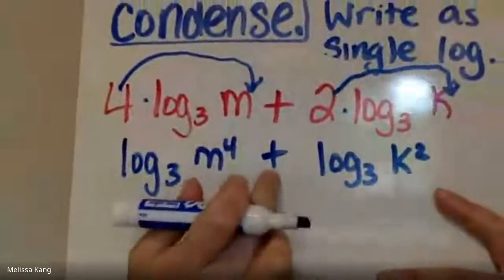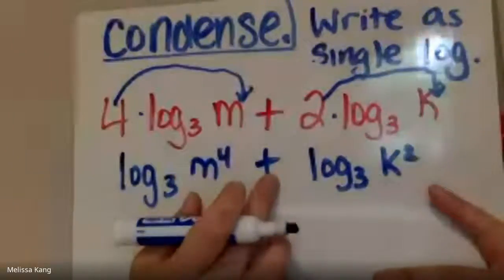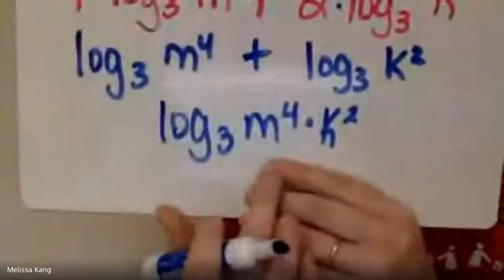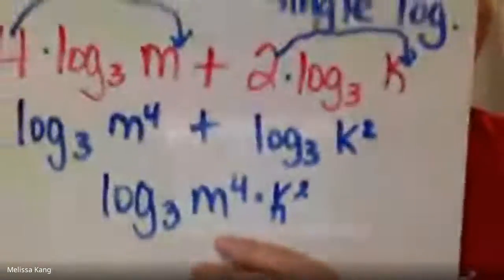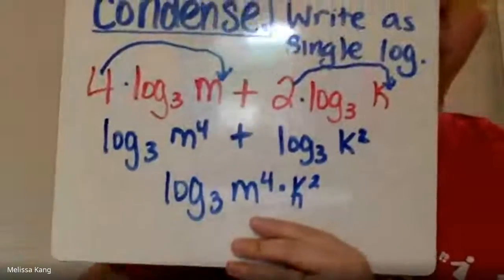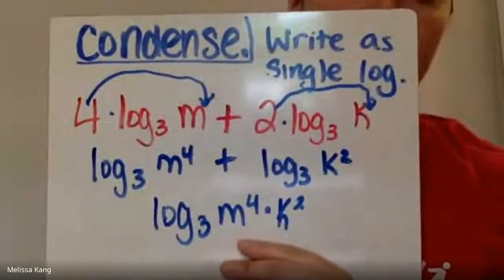Now we can deal with that plus, with that addition sign. And what's the rule? Oh yeah, addition, we multiply, bring it to a single log. So we have log base 3 of m to the 4th times k squared. If you want to put parentheses around that m to the 4th k squared, feel free. I think it looks a little neater with it, but I usually don't write it. All right, so here we have an example with, again, this is condensing and you're writing it as a single log. All right, cool.